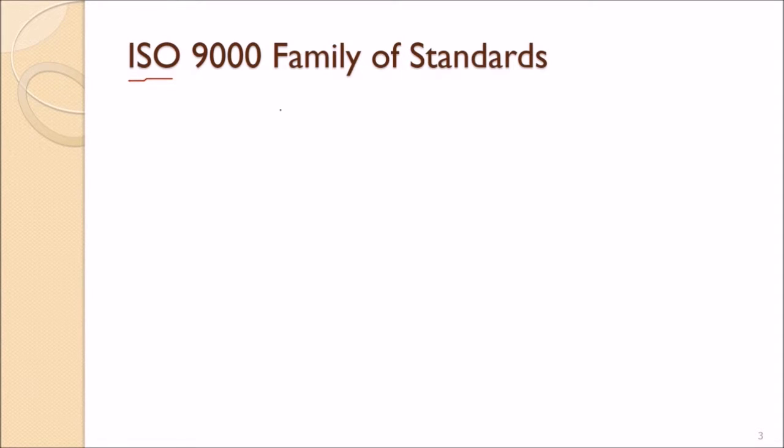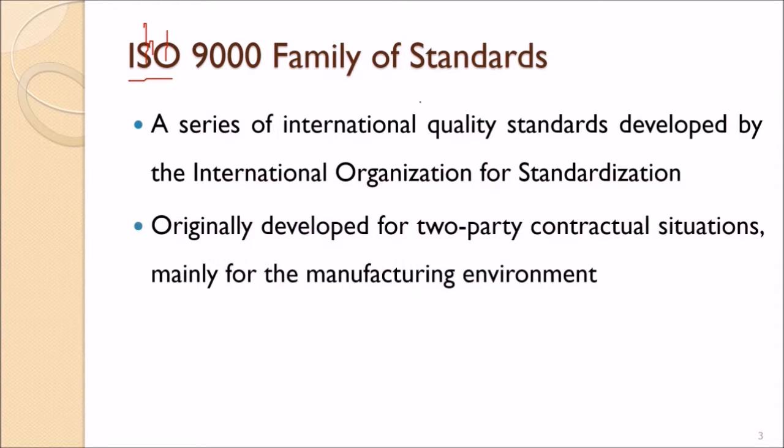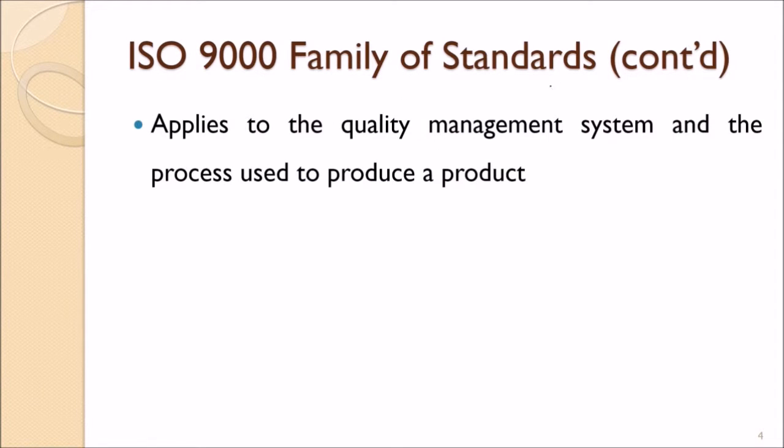ISO is a body which formulates these standards, a series of international quality standards which are developed by International Organization of Standardization. These are the family of standards. It was originally developed for two-party contractual situations, mainly for manufacturing environments. Two-party means, of course, the customer and the seller. It applies to the QMS. This word you'll always come across, QMS. So it applies to quality management system and the process used to produce a product.